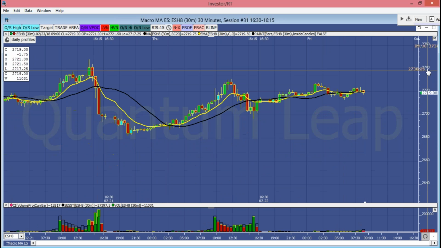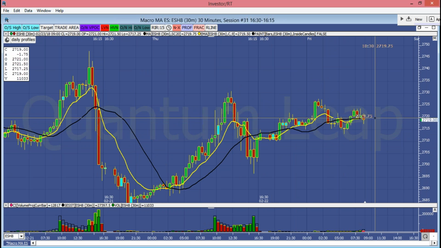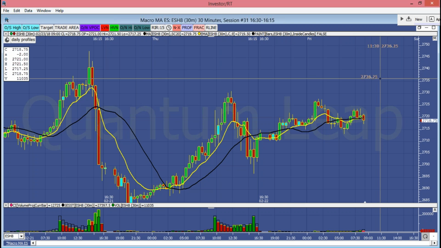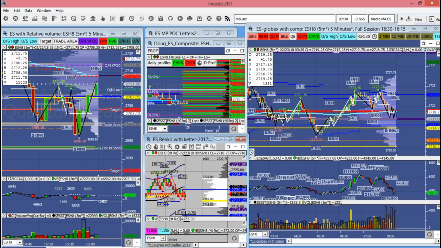Same thing in the 30-minute. No clear direction, just chopping back and forth, creating a symmetrical triangle and compressing for a breakout. Again, I don't know if that breakout's going to be today.